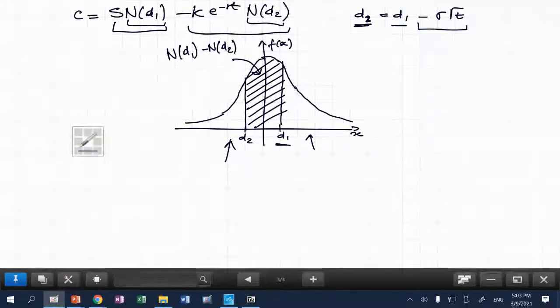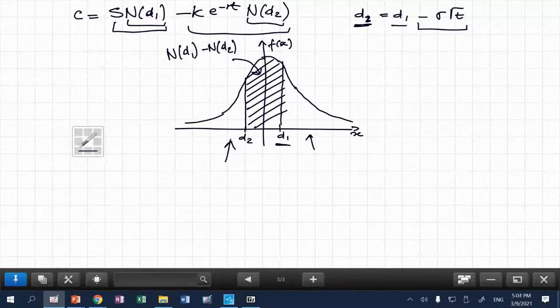Now, let me add two elements. First point, an increase in sigma has the effect that the distance between d1 and d2 widens. And as a consequence, the distance between N(d1) and N(d2) widens as well. But the impact of the widening of the difference between N(d1) and N(d2) is not the same depending on where you have d1 and d2. So consider three different possible cases.